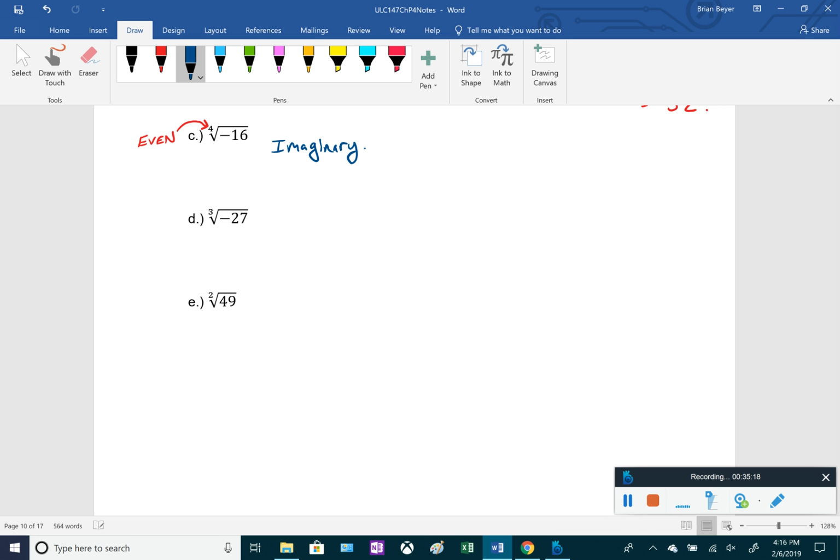This does have a solution. It would be an imaginary solution, but we didn't do that yet. So let's say we tried to do this. Let's say we tried to, I'm going to use an x. Let's say we try to do x to the fourth equals negative 16. That's like saying what raised up to the fourth power will give us a negative 16. Nothing raised up to the fourth power in the real number system will give us a negative. So that means x is imaginary.